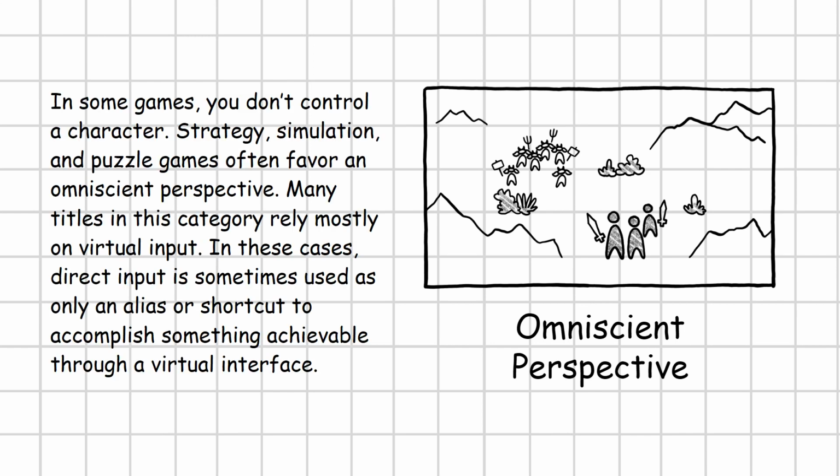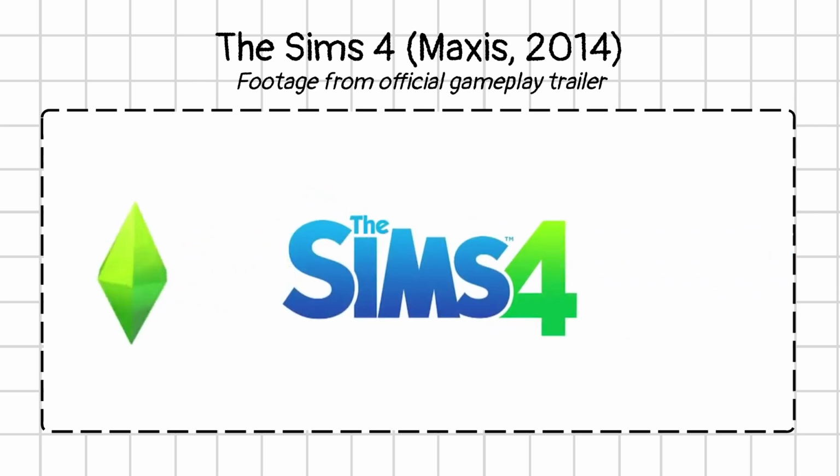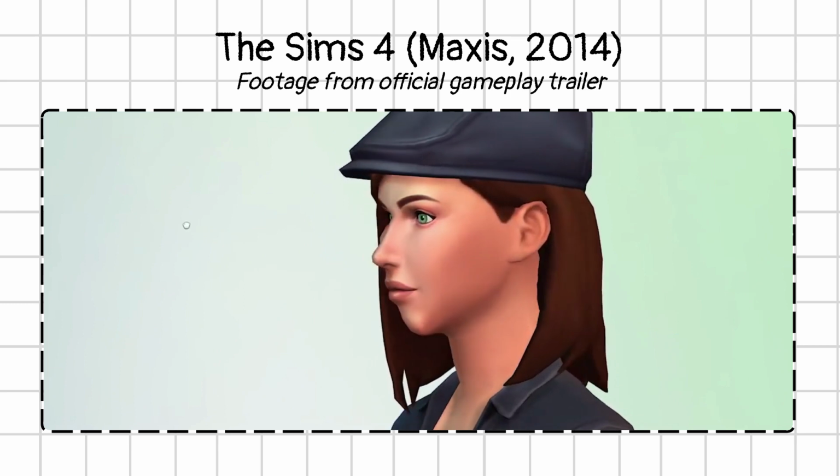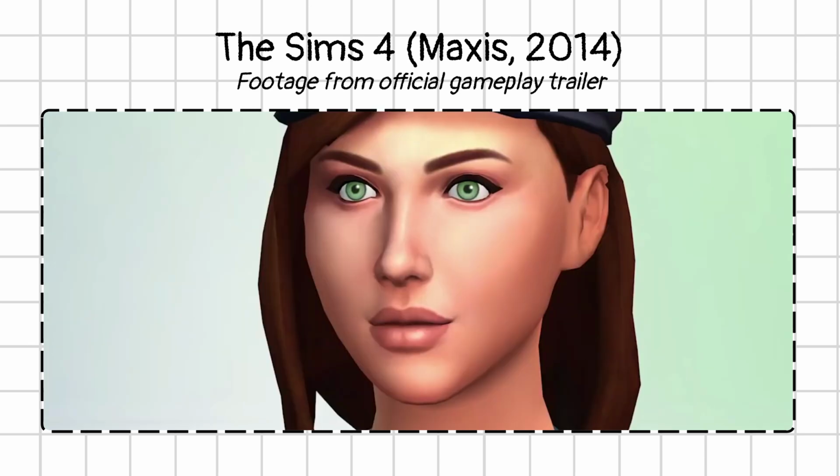Strategy, simulation, and puzzle games often favor an omniscient perspective. Many titles in this category rely mostly on virtual input. In these cases, direct input is sometimes used as only a shortcut to accomplish something achievable through a virtual interface. The Sims is an example of a game that features an omniscient perspective. The abundance of virtual input in games like The Sims arises from both practical necessity and usability concerns. The game has a large possibility space which exists in normal play.